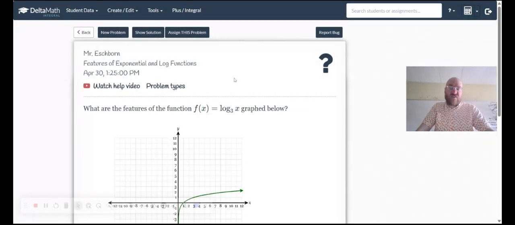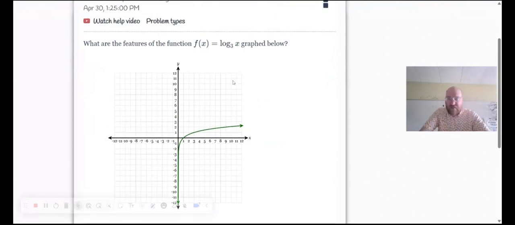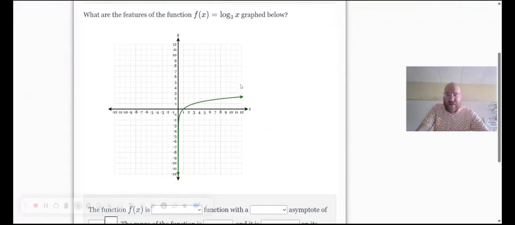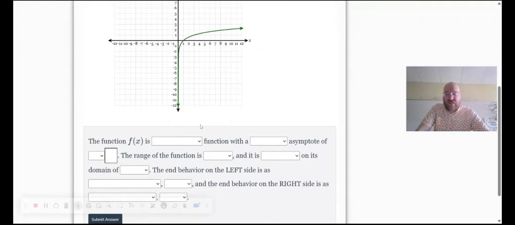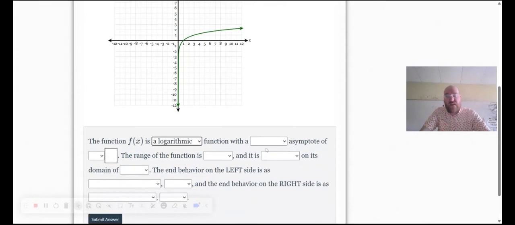And then the last one is just going to ask you features about the graph. So let's do this one together. What are the features of this graph? The function is a logarithmic graph because it has the word log in it. It has a horizontal, no, it has a vertical asymptote. You can see the graph gets closer and closer to the y-axis. And the y-axis's equation is x equals 0.